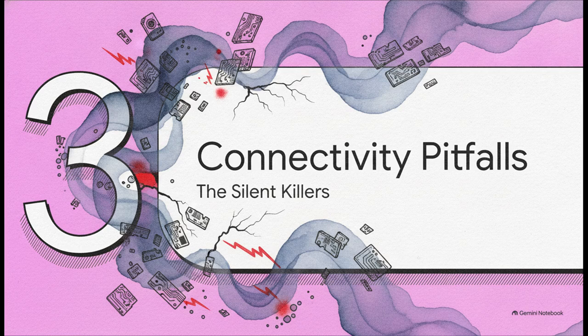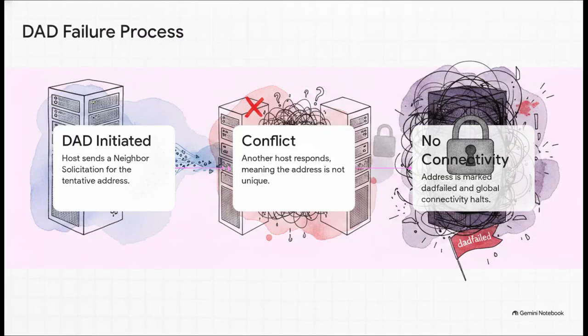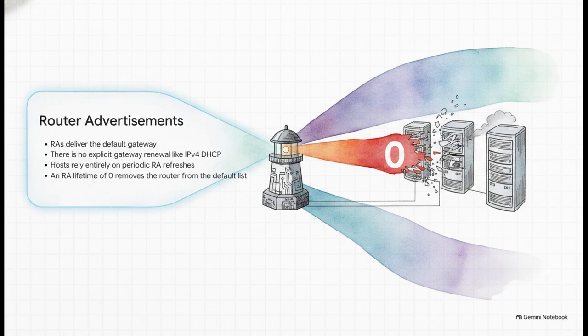Okay, Section 3, addressing and connectivity pitfalls. We're talking about the silent killers of your local network. Say a machine suddenly drops all global connectivity out of nowhere, you're probably looking at a DAD failure. That's duplicate address detection. When an interface boots up, it essentially yells out to the network to see if its IP is unique. If another host answers back, boom, conflict detected. The operating system just silently flags that address as DAD failed and completely halts connectivity. We see this all the time with cloned virtual machines that accidentally share identical MAC addresses or when rogue devices get plugged in.